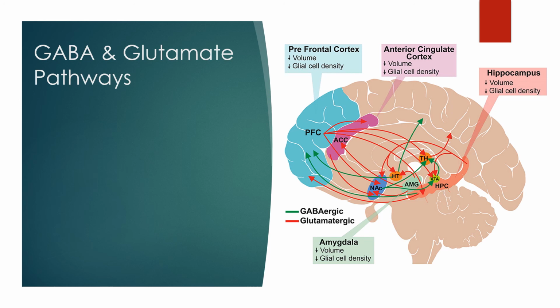And then additionally, the glutamatergic neurons originate from the hippocampus and innervate into the hypothalamus. And the GABAergic projections, which is the green, are widely distributed throughout the brain. So it's pretty amazing how these pathways work, and they're all interconnected and related.